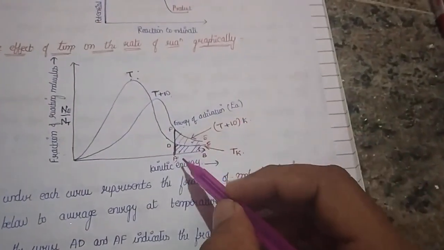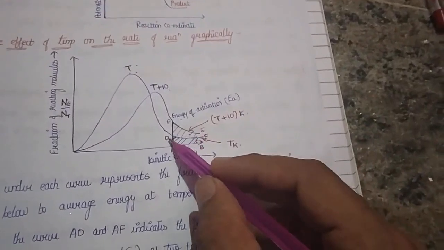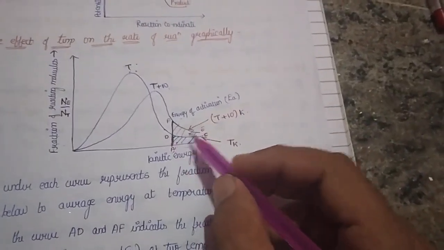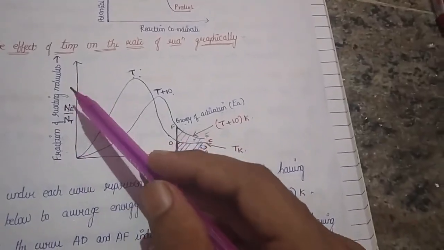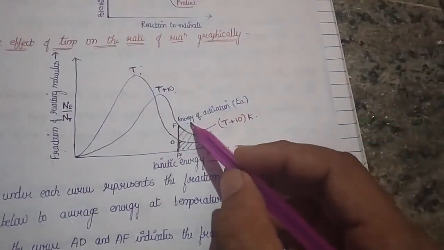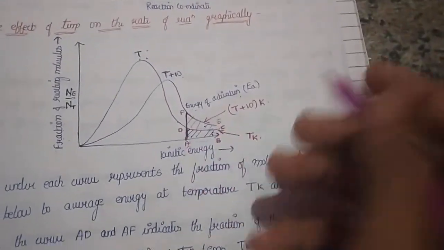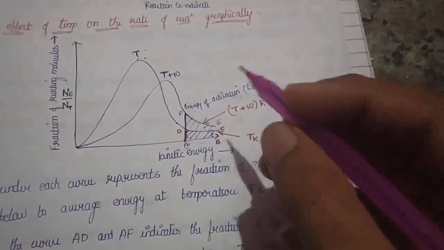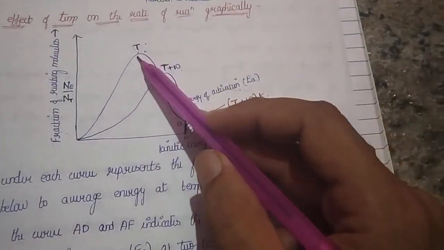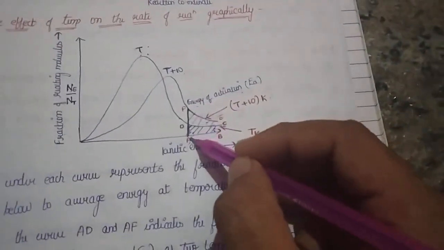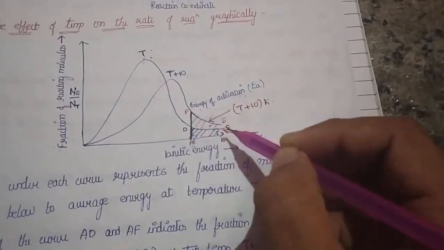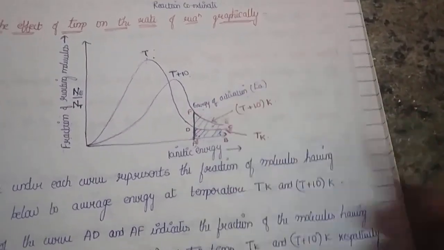Once again, I am saying whatever the area we are going to see over here, it mainly represents what? The fraction of molecules having the energy equal to the activation energy or greater. Yes, greater than that of your activation energy. So this was with respect to which curve? T curve. So if I extend this, that is A, B, E and F.